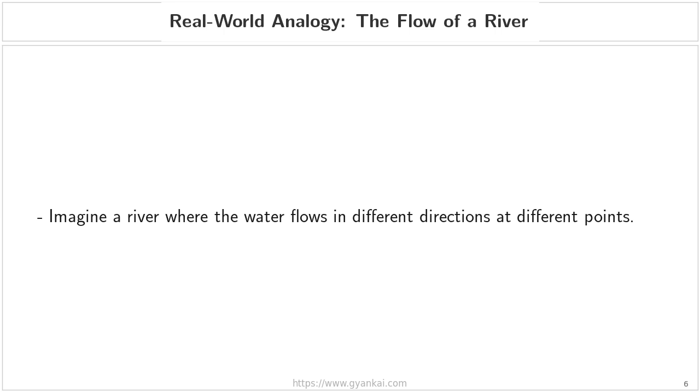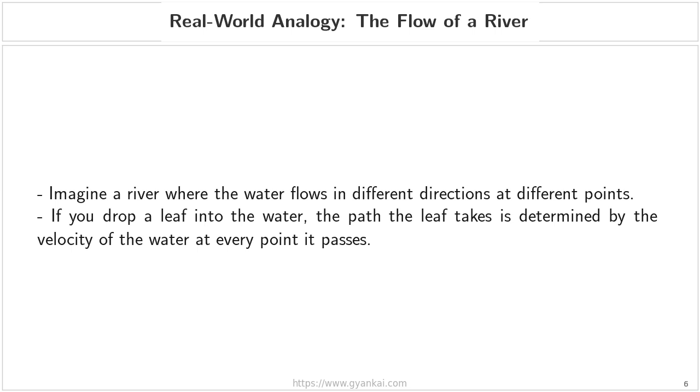Real-world analogy: the flow of a river. Imagine you are standing by a wide river where the water flows at different speeds and in slightly different directions at various points along the bank. If you were to drop a single leaf into that water, the path that the leaf follows is not random. It is strictly determined by the velocity of the water at every single point the leaf passes through.